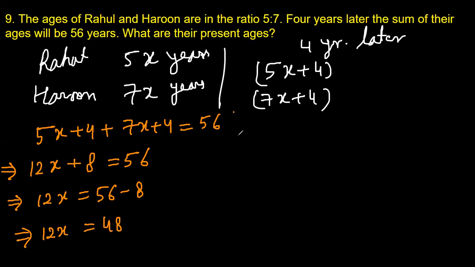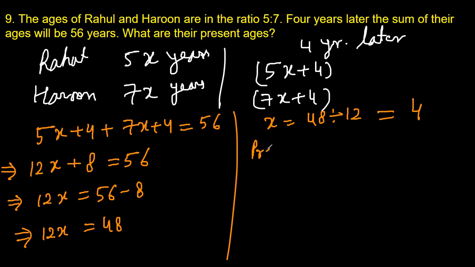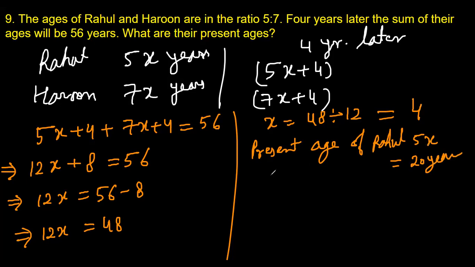That will give you x. Let's get x from there. x is equal to 48 divided by 12. And 48 divided by 12 is 4. Now they're asking what are the present ages. So the present age of Rahul is going to be 5x. So 5 into 4, that is 20 years. Yes, you put x is equal to 4.